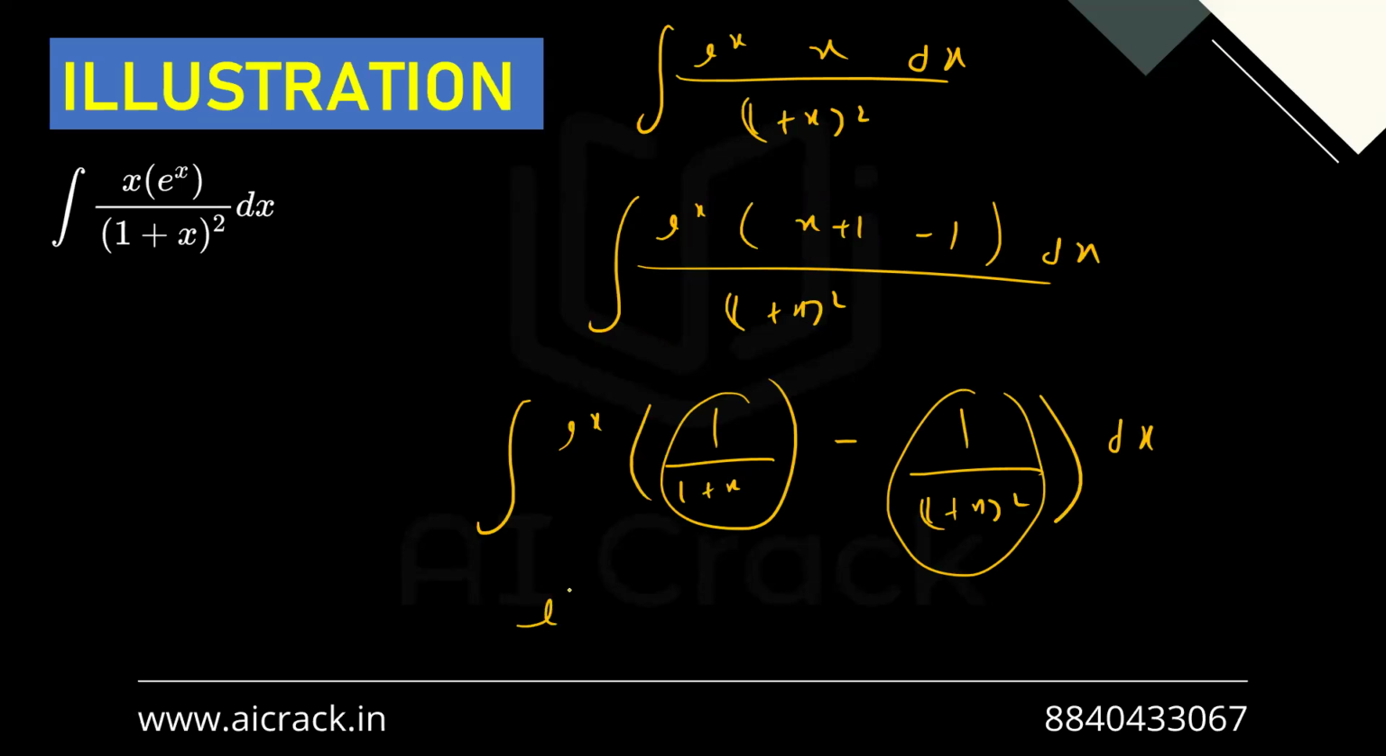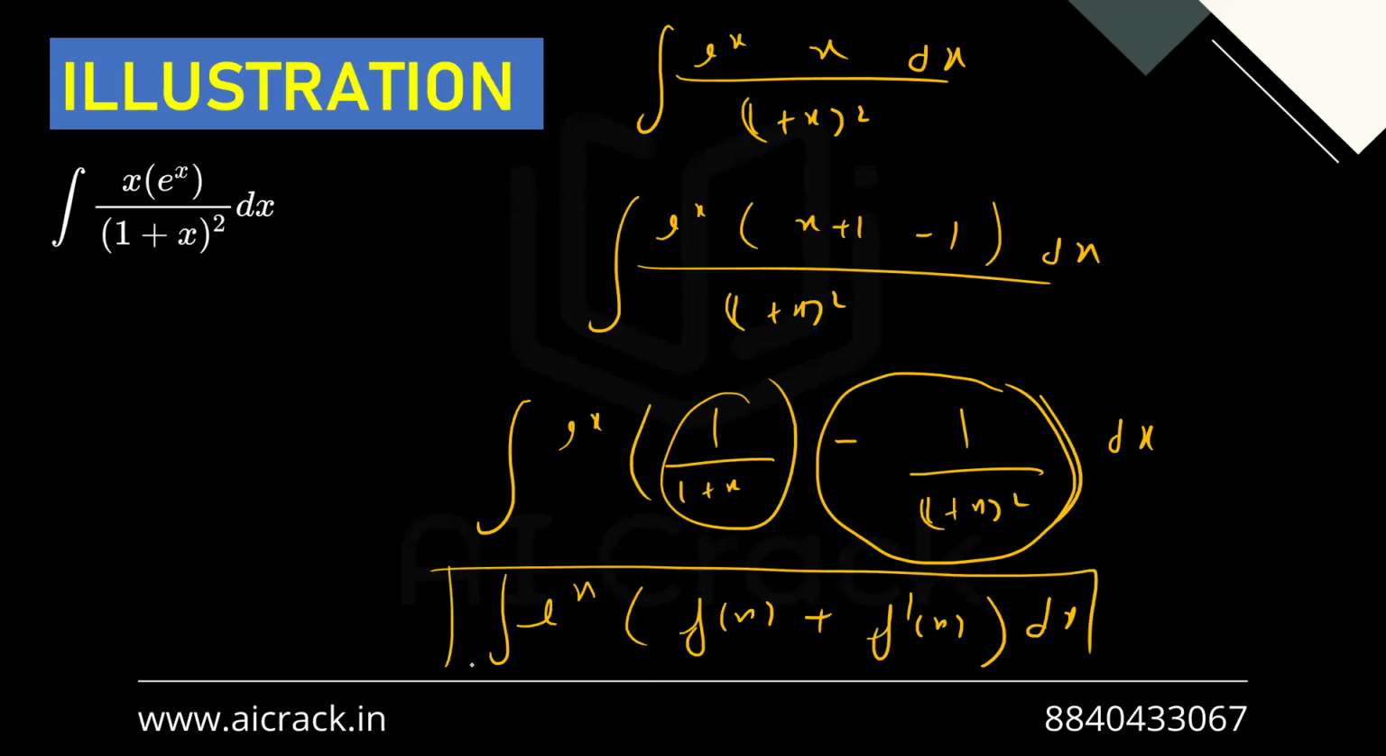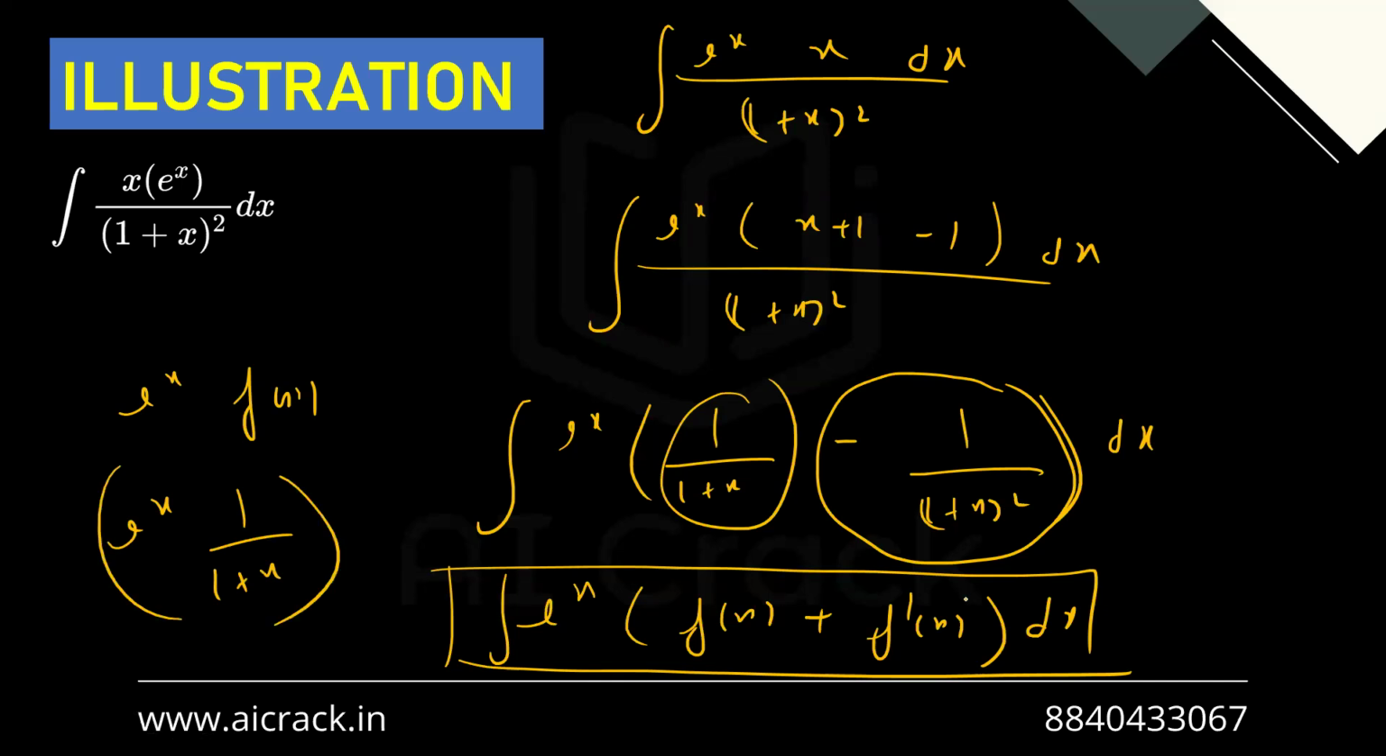So what we have got? We have got e raised power x, this is f(x) and this is f dash x dx. So this minus is a part of derivative, right? So that's why we have written plus over here. So now we have got this kind of format. Now you can directly write the answer as e raised power x into f(x). That is e raised power x multiplied by 1 upon (1 plus x). This is our answer. Okay.